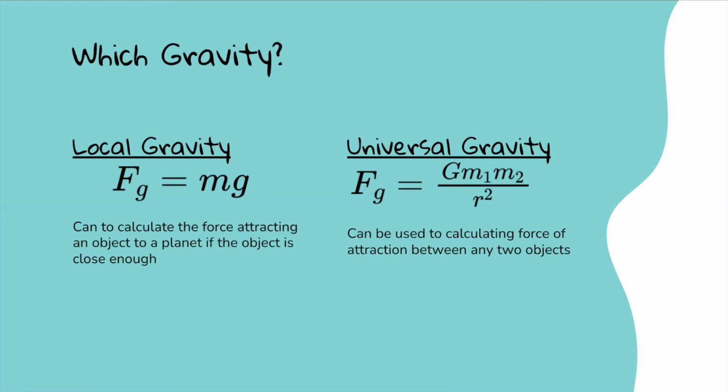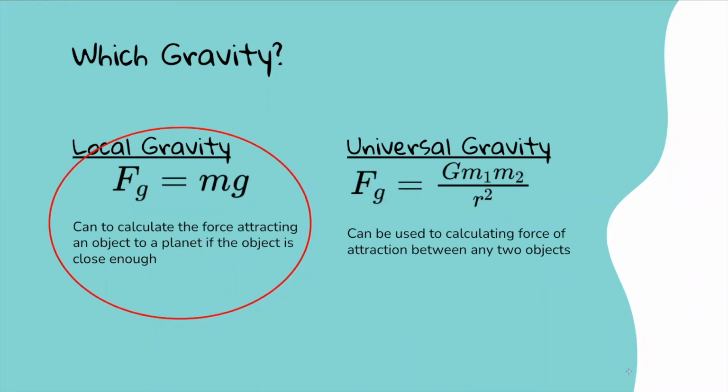This equation only works if you're talking about the force attracting an object, like a person or a car or a coffee cup, to a planet-sized object, something large enough to have its own meaningful gravitational field. Local gravity would be between a planet and an object. And so in that case, you can kind of see this as narrower. The local gravity equation can only be used sometimes, even though it's easier to use.